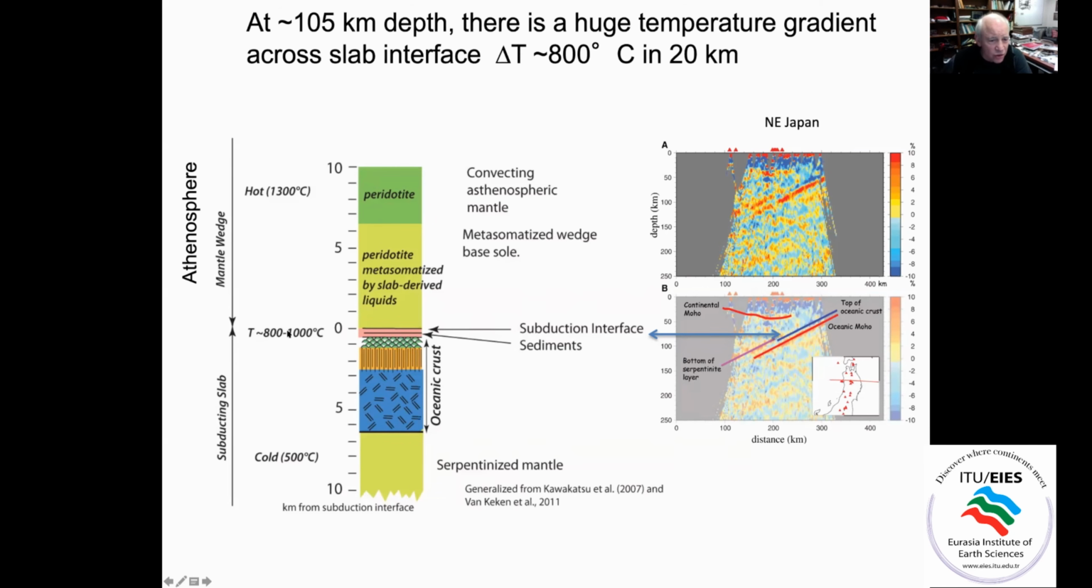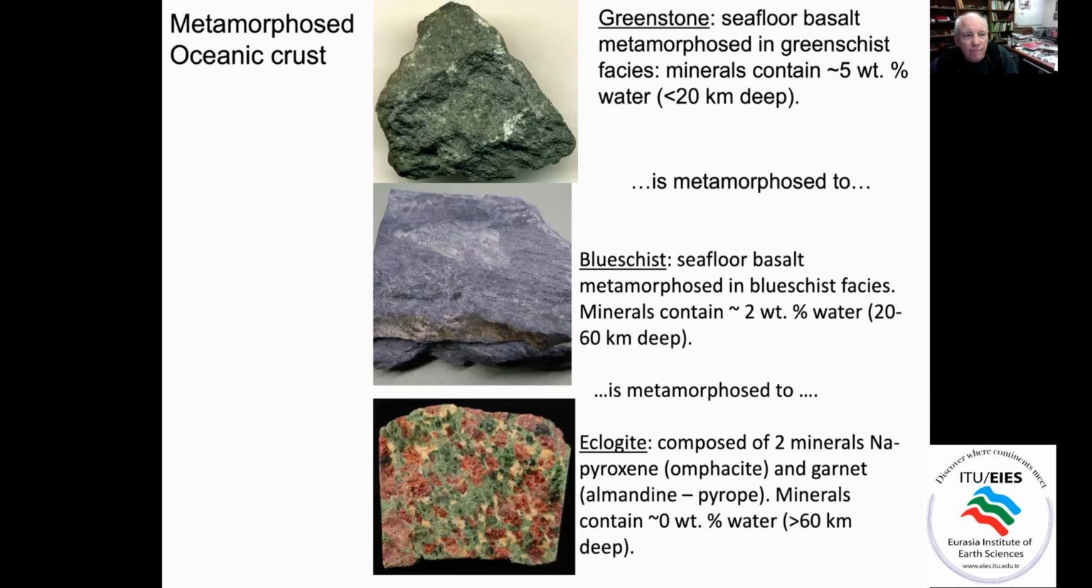So we imagine that the temperature of the subducted slab interface, right there where the sediments are, is on the order of 800 or 1,000 degrees, just simple math between these end members. And above that, you'll have peridotite that's metasomatized by these slab-derived fluids. And there's this transition between this metasomatized zone just above the subducted plate and the uncirculating asthenosphere above it. So this is a very dynamic region that we're just beginning to understand.